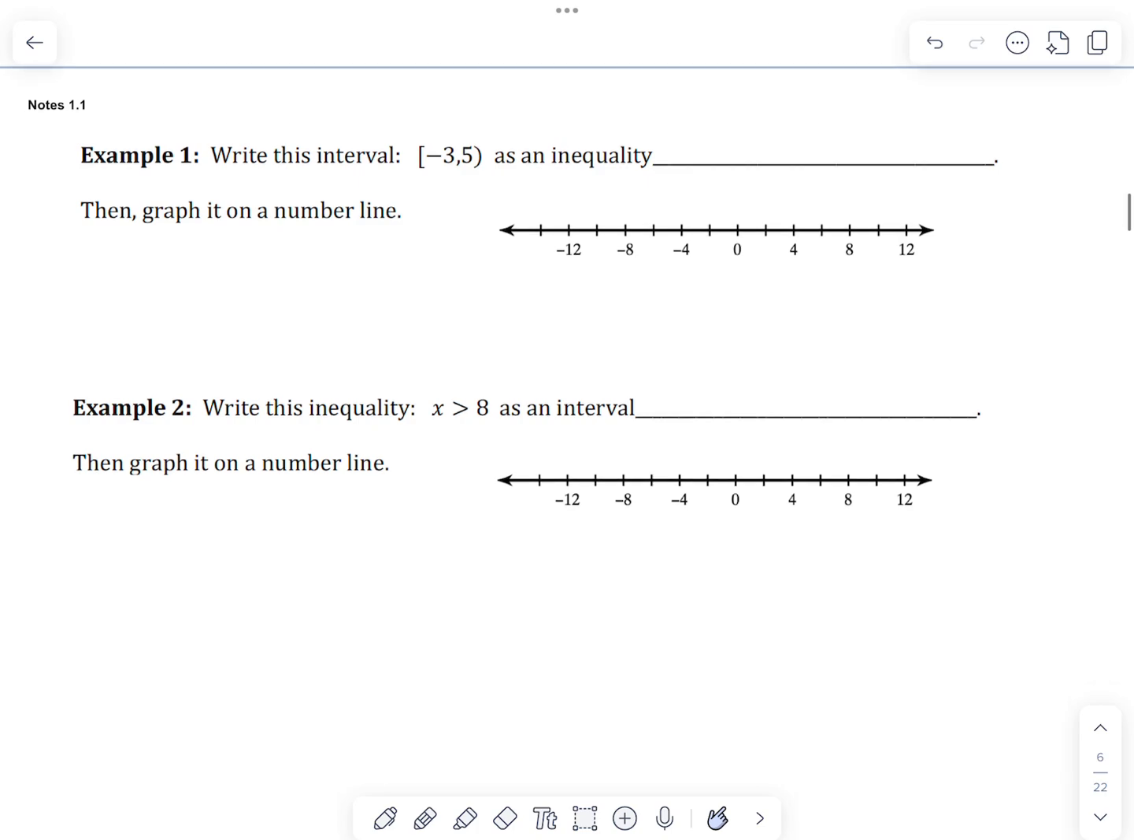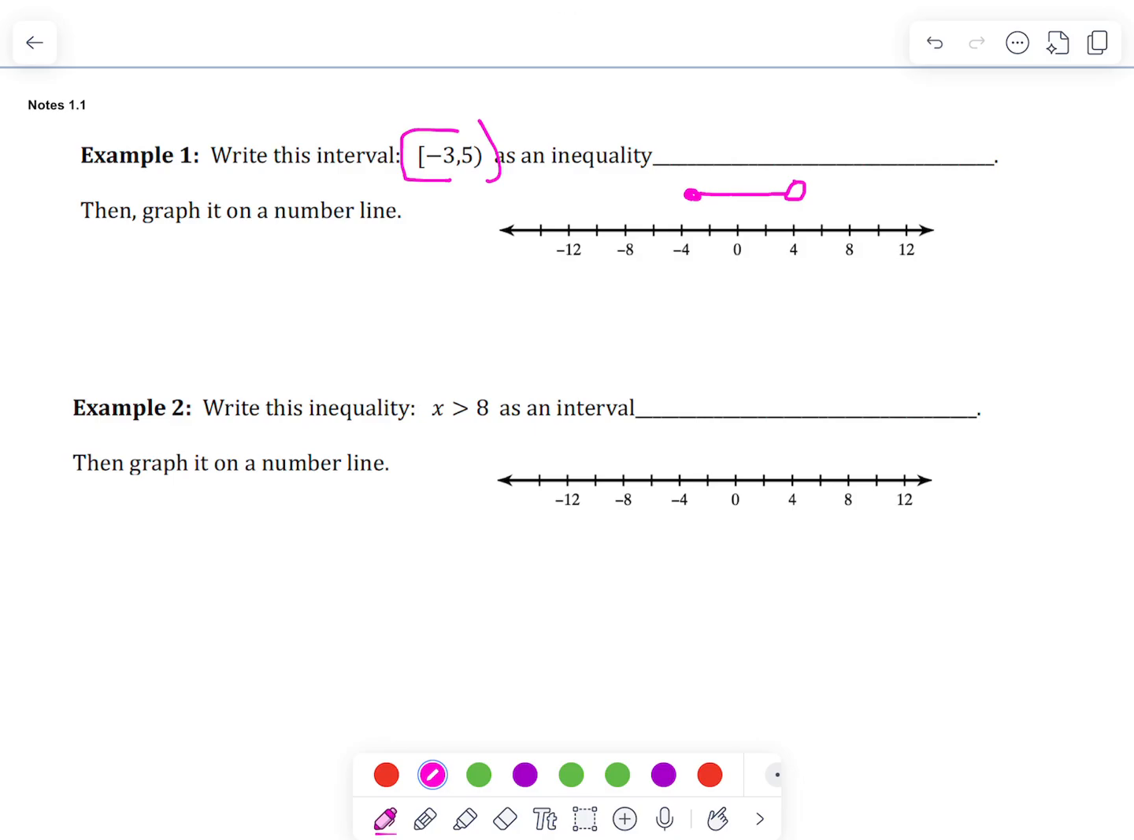Okay, so now we're going to go ahead and complete this in our notes. Write this interval as an inequality. So the left-hand side is including negative 3 because it's a bracket. I like to do the number line first. So I find negative 3. That's including it, so I'm going to close circle it. And then it's going to stop just before 5. It's an open circle because it is a parentheses, and it's all the numbers right in between there.